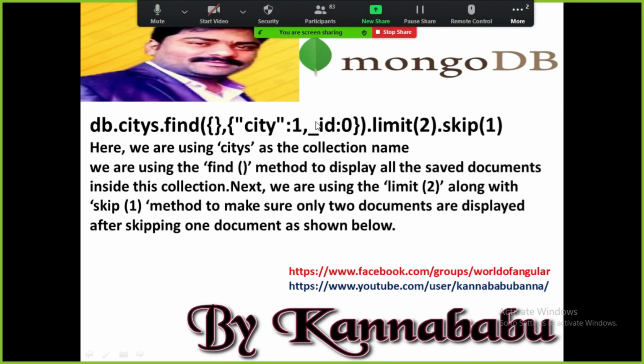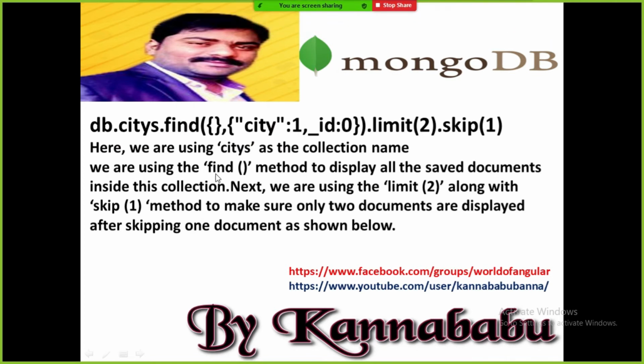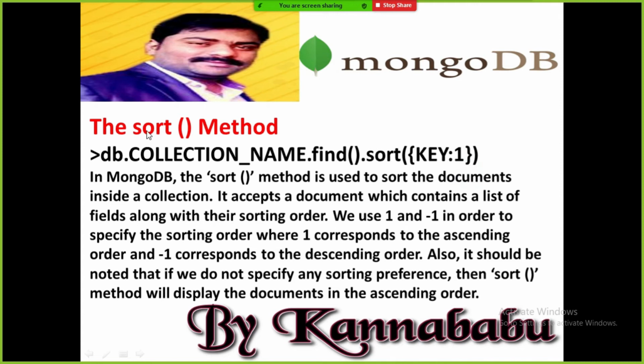Parallelly here we are working. Here we are using cities. Cities is the collection name. We are using find. Find method is used to display all the saved documents in the collection. Next we are using limit 2 along with the skip 1 method to make sure only 2 documents are displayed after skipping one document, as we showed in the output. Similarly, you have one more function called the sort function.